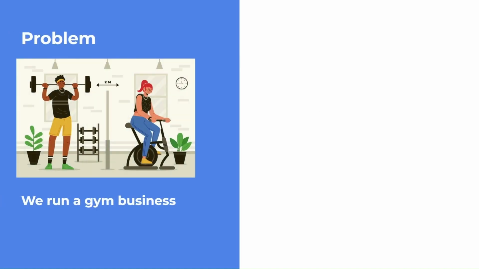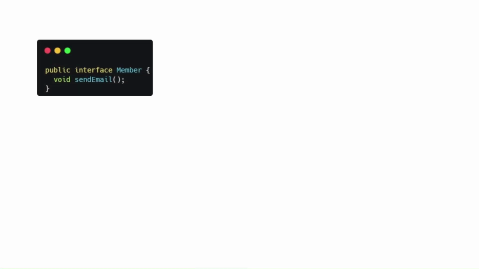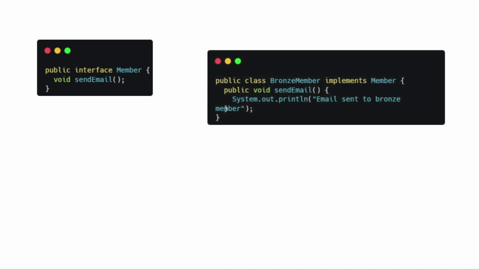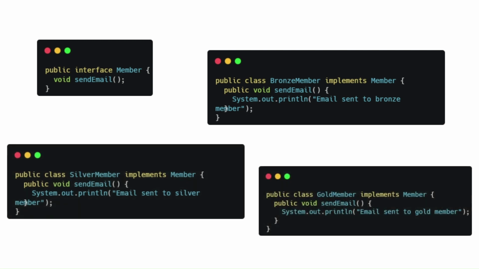So let's assume that we run a gym business and we have different kinds of memberships for our members, including bronze, silver, and gold. And the problem is we want to send different emails to different members. So the very easiest thing that we could do is maybe we could have an interface called member, and inside we have a method called send email. And then we could have our member classes implementing the interface. For example, the bronze member will implement the member interface and implement the send email method. Also, we'll do the same for the silver and for the gold member.